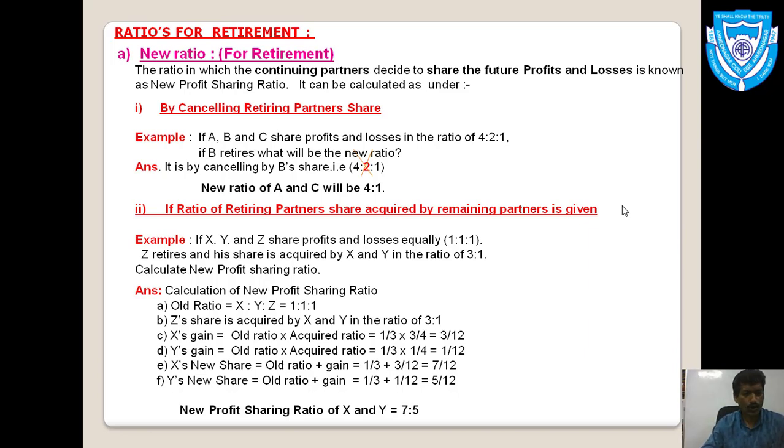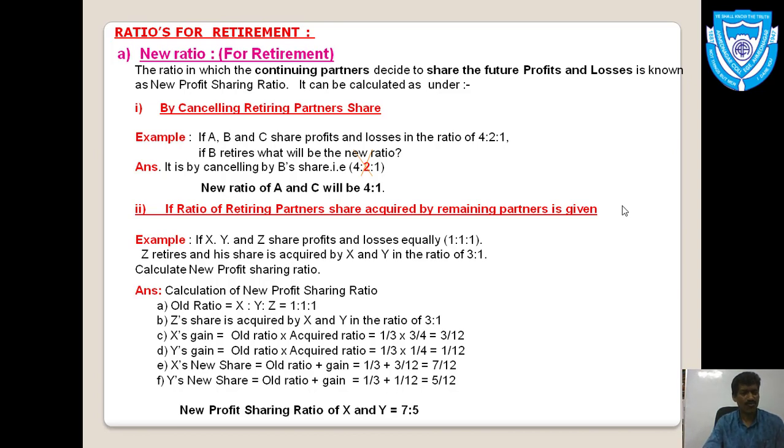The old ratio of X, Y and Z is equal, that is 1:1:1. Z's share is acquired by X and Y in the ratio of 3:1. It is already given in the example. So X's gain will be old ratio into acquired ratio, that is 1/3 into 3/4 is equal to 3/12.